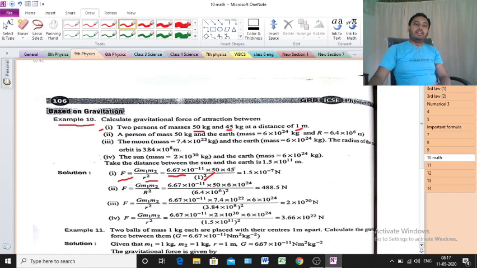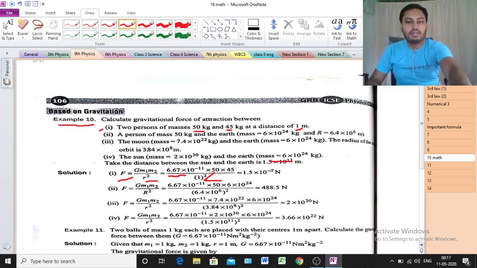Clear? Okay. Then simplify this value. Then you will get the result 1.5 into 10 to the power minus 7 Newton. Clear? This one.